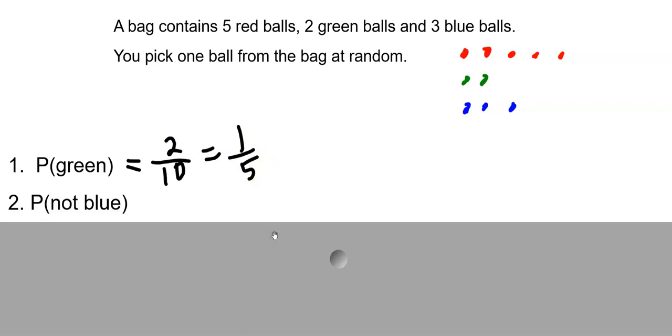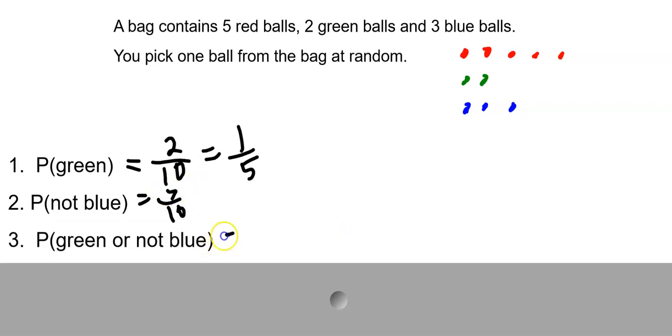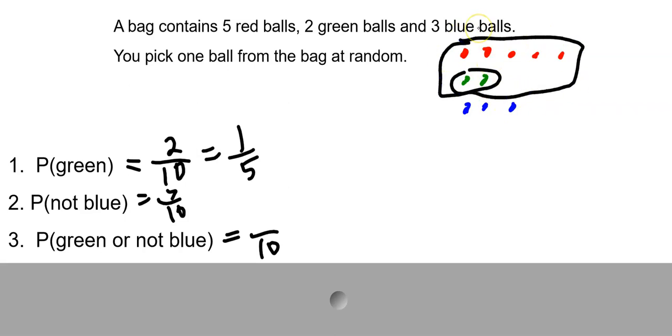That was easy. Not blue. Well, now it's still out of 10, right? But I want to get something that's not blue. So I'm really happy with red, I'm happy with green. So there are a total of 7 that I'd be successful with. So 7 out of 10. Green or not blue. So 10 is still the denominator. I'm happy with green, I'm happy with those 2. I'm also happy with anything that's not blue. So I'm happy with those 2 and I'm happy with those 7.